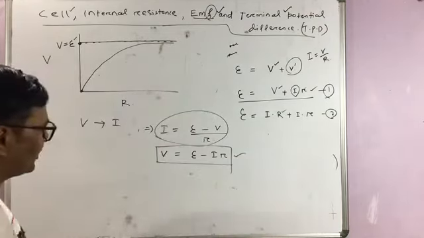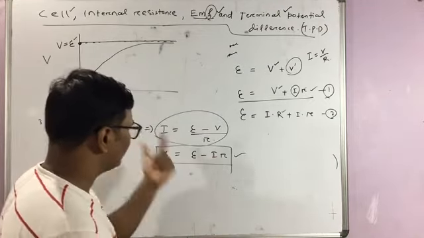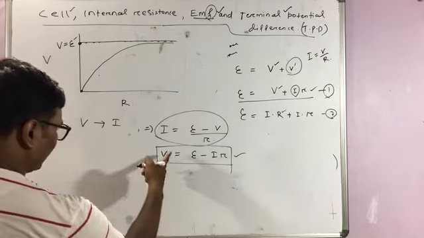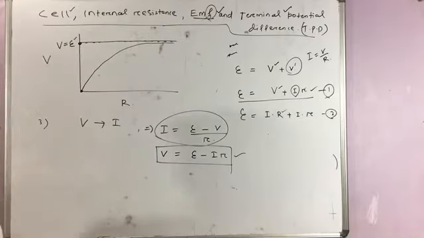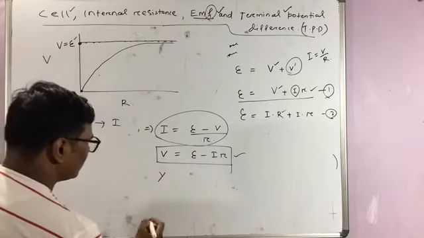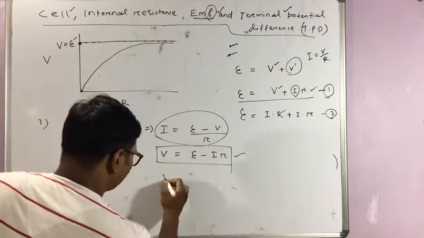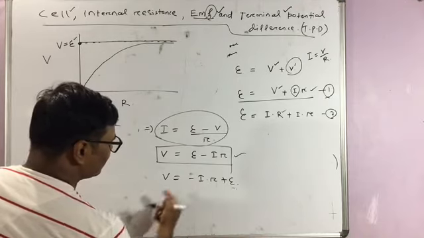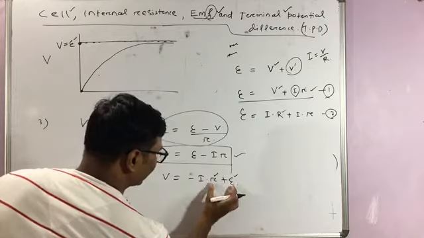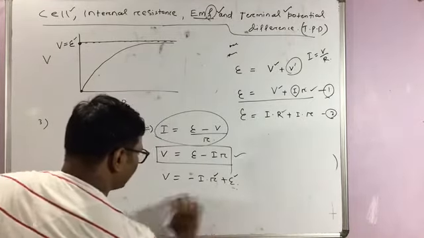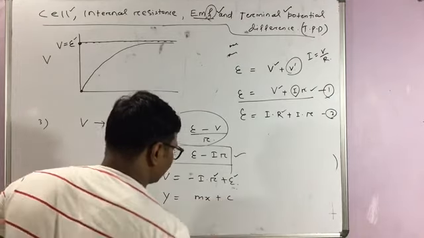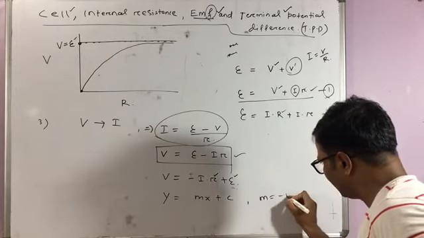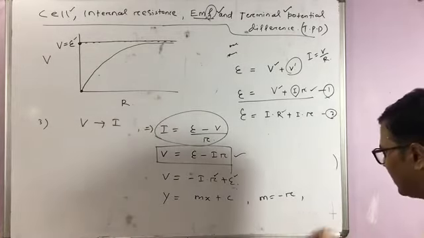If you want to plot a graph with V and I, you can take I to be your x and V to be your y. Got? If you use this equation, V is equal to E minus IR, you will find it is in the form y is equal to mx plus c. Modify this equation: V is equal to minus I into R plus E. You see, V and I are the two variables here, whereas R and E are the constants for a given cell. So this equation is representing y is equal to mx plus c, where m is minus R and c is equal to E.